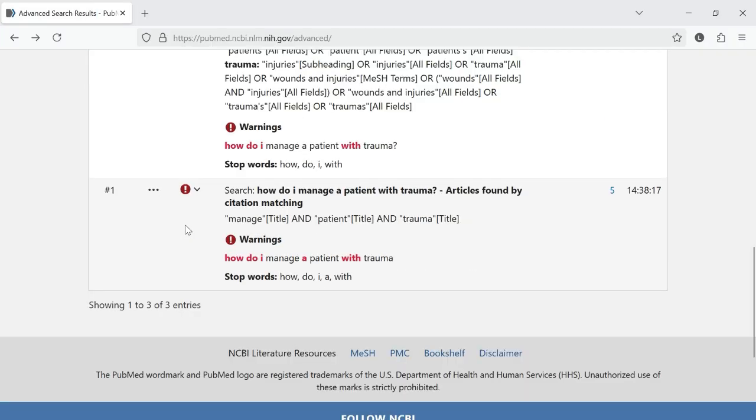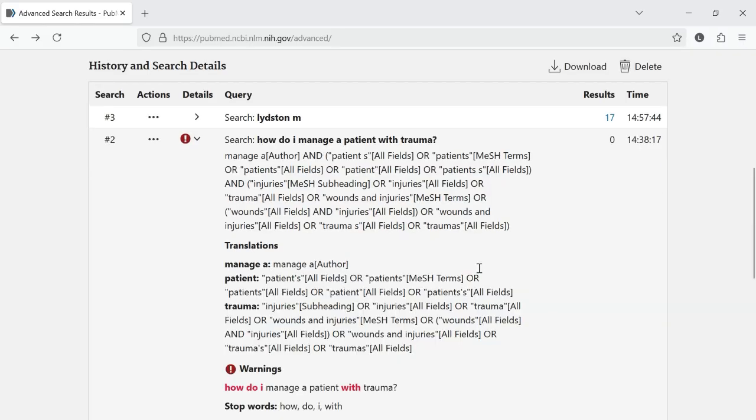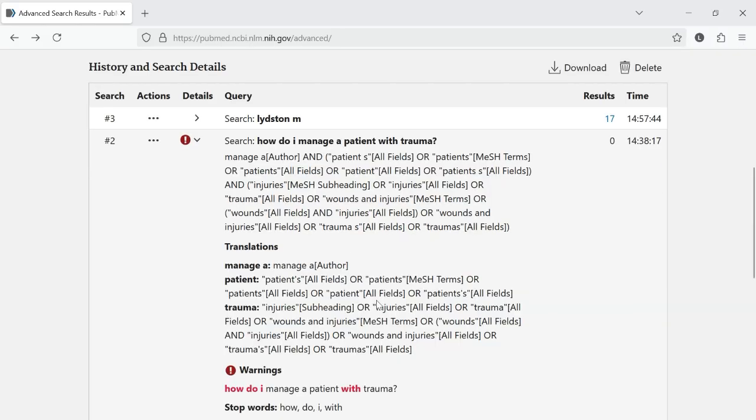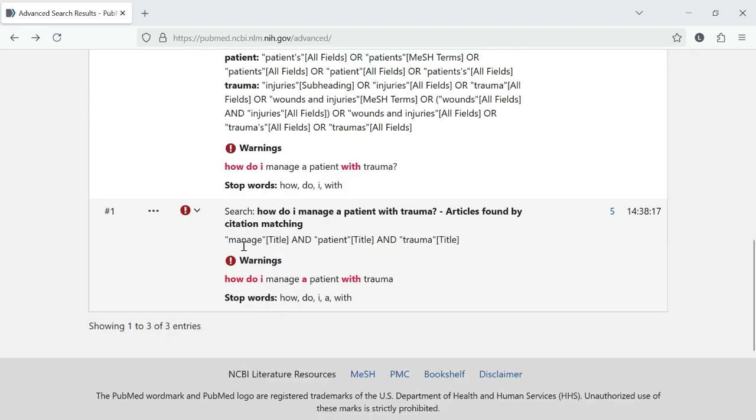And let's also take a peek at this second search here. So this was the alternate search that PubMed came up with because it couldn't find anything from this specific search. What it's done is it has found papers that have the word managed, the word patient, and the word trauma in the title. They don't have to be next to each other, but they have to be somewhere in the title, and they have to have all three of these words. That is an extremely limiting search. So that is why we are getting back the 5. And it's just not representative of what this topic really pulls back because it is so limiting.